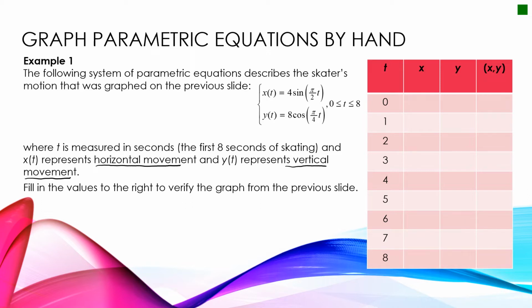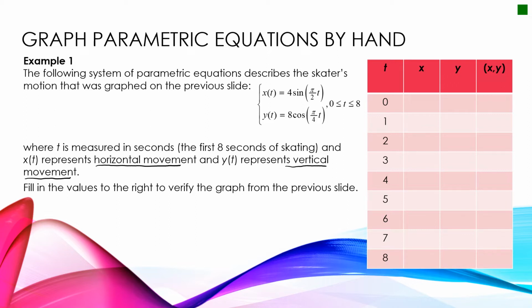And we can do that by filling in the values to the right to verify the graph from the previous slide. So you can see that my table of values looks a little bit different than what we've seen in previous courses. Normally, we have an input and we have an output. In this case, our input is t, and then we will have two outputs, one for x and one for y, and that's what we end up plotting as our point. So let's start with looking at t equals 0.